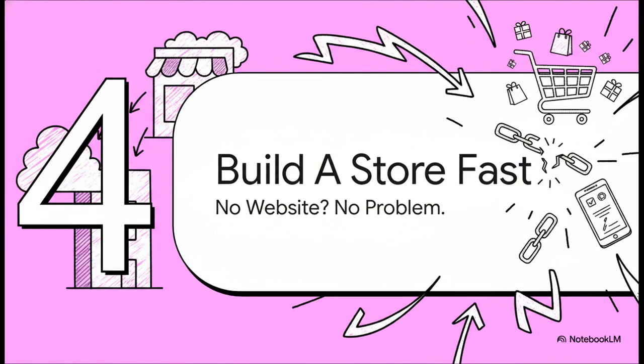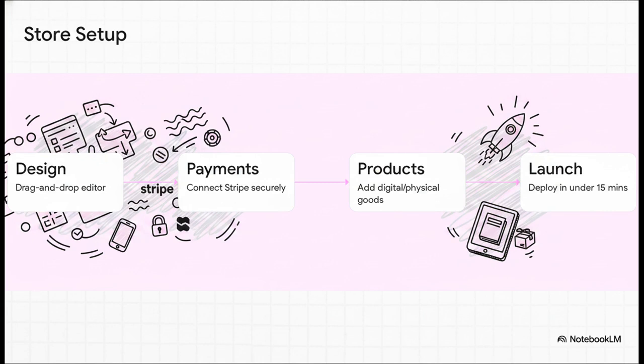Section 4. Build a store fast. No website, no problem. Let's see how this builds, especially if you're an entrepreneur starting today with nothing but an idea. Moxu actually has a built-in store builder, and it is incredibly fast. You just use a simple drag-and-drop designer to make it look great. Then you connect Stripe to handle all your payments securely. Next, you add your products, whether those are digital downloads like an ebook or physical goods, and that's it, you launch. You can literally go from zero to a fully functional, totally secure storefront that feels exactly like a native app in under 15 minutes.